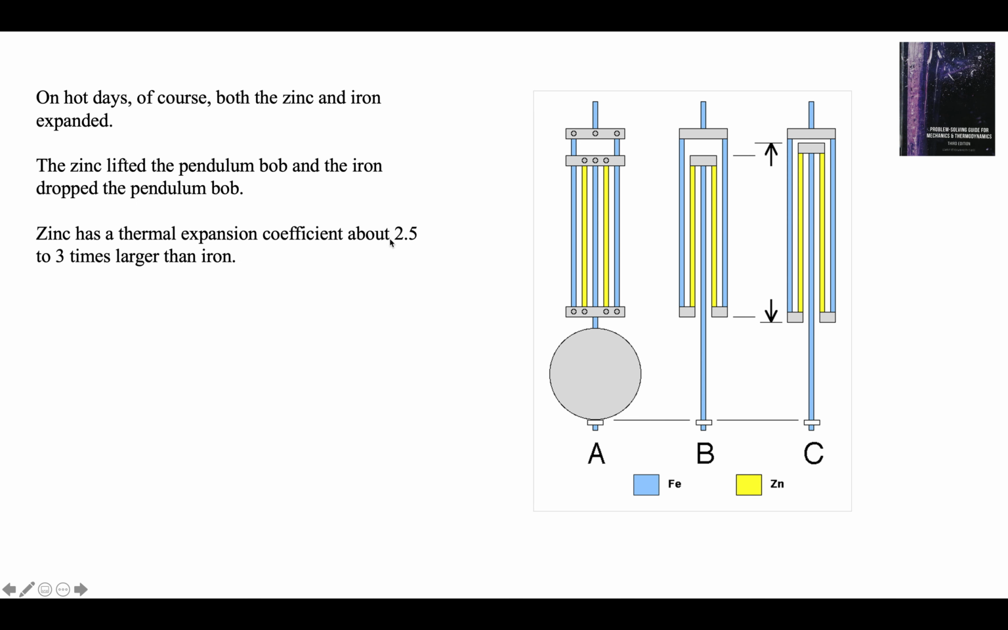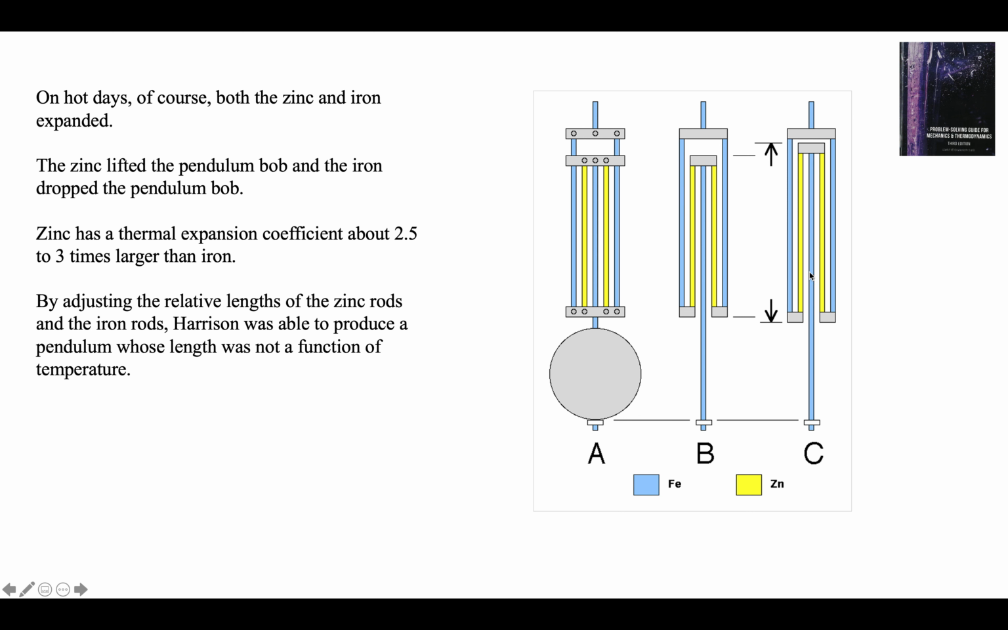Zinc has a thermal expansion about 2.5 times bigger than iron. So the yellow expanded about 2.5 times more than the steel. So he adjusted the length of the rods, so the whole length of the pendulum did not change.